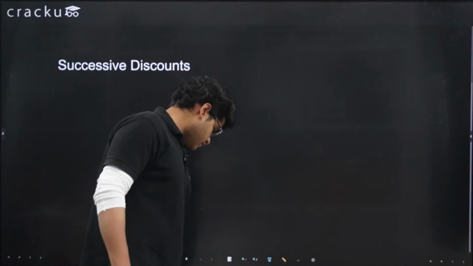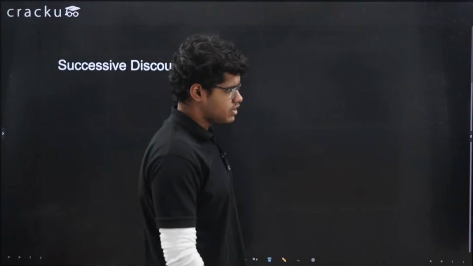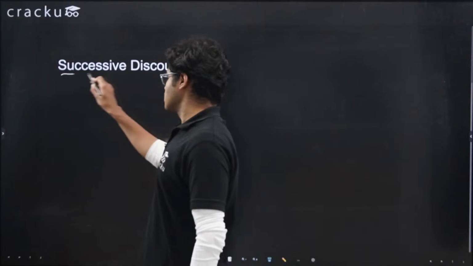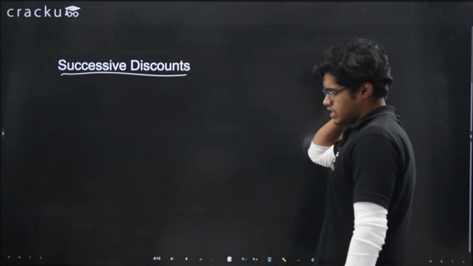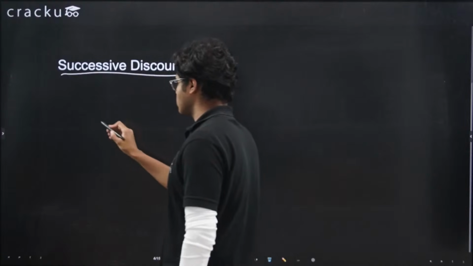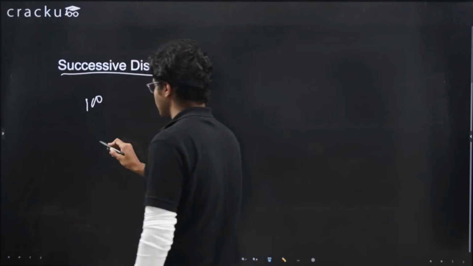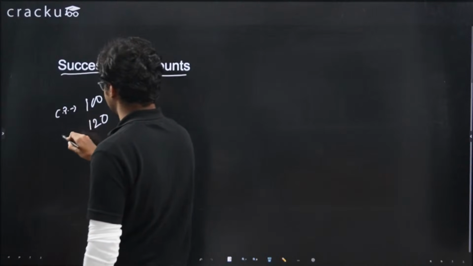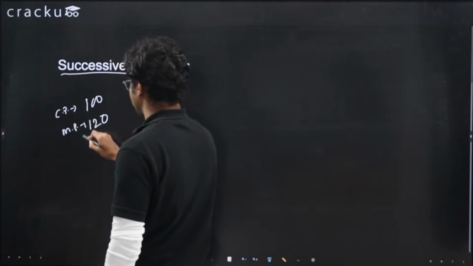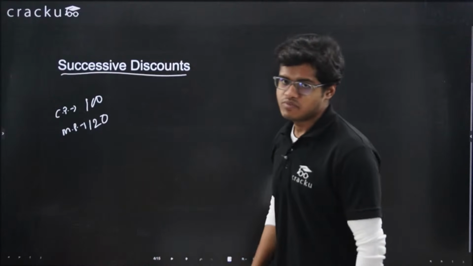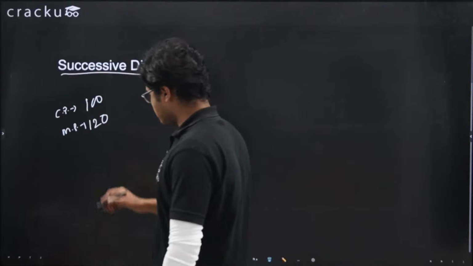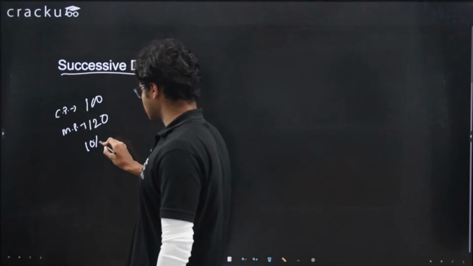So in the first part we have read about discount percentage. Now sometimes we have the concept of successive discounts. Let's take the previous case. My cost price of a book was rupees 100. My marked price became 120. I am marking up the price to rupees 120. Now I will sell the item, giving a discount of 10%.